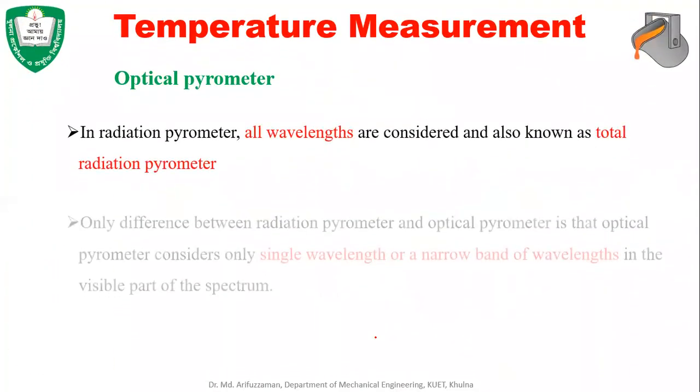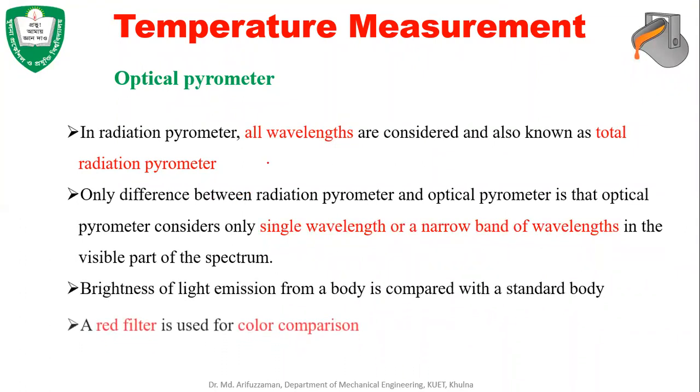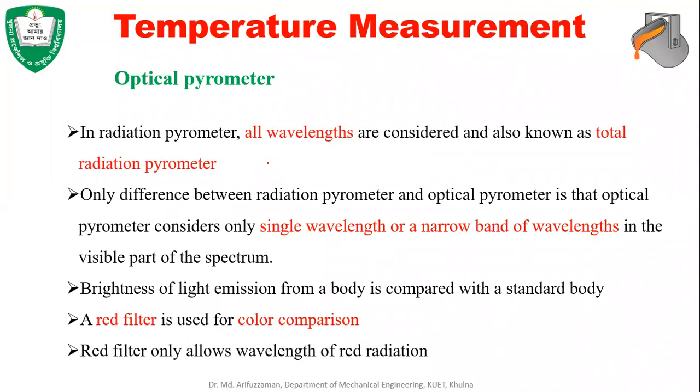The next one is the optical pyrometer. In the case of the radiation pyrometer, all wavelengths are considered, and it is also known as the total radiation pyrometer. The only difference between the radiation pyrometer and the optical pyrometer is that the optical pyrometer considers only a single wavelength. What we have seen in the radiation pyrometer is that all the wavelengths coming out of a hot object are considered and converted into voltage. But in the case of the optical pyrometer, we use a single wavelength or a very narrow band of wavelength.